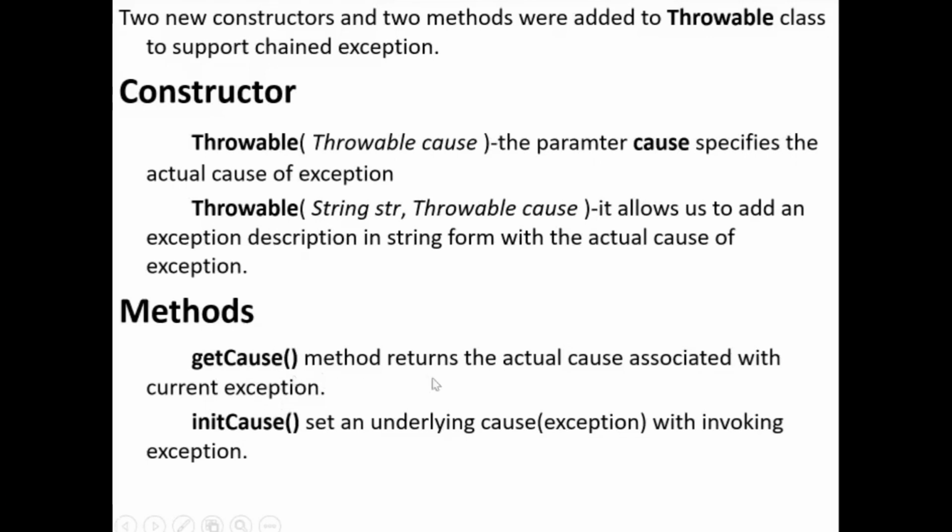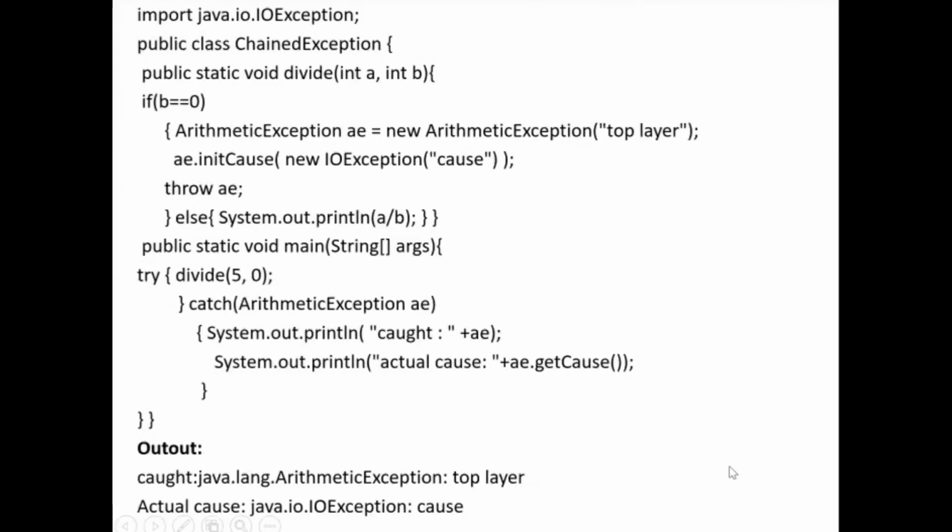The getCause method returns the actual cause associated with the current exception. initCause sets an underlying cause on the invoking exception. So we will see one example.